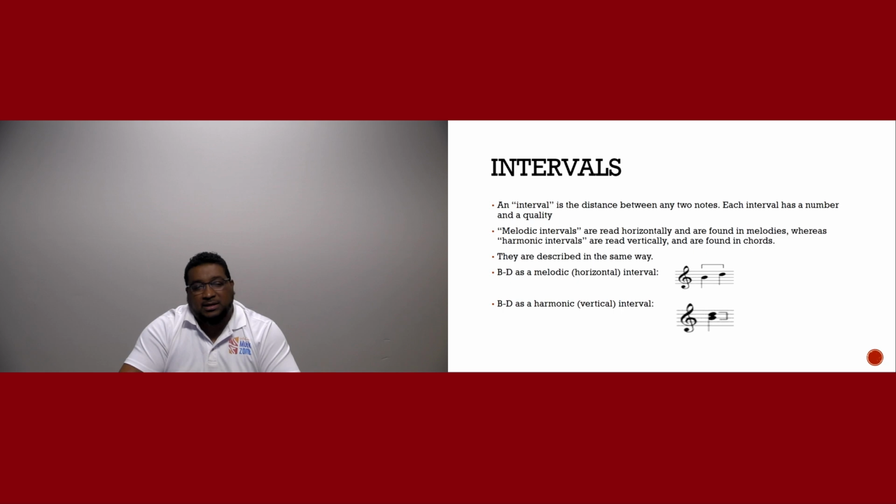B to D as a melodic interval looks like this. If you notice, you have our B here and it goes to here. So we have a melodic interval. Whereas B to D as a harmonic interval looks like this. When we see notes together like this, we're talking about harmony. When you notice them like this, we're thinking about melody, or melodic.